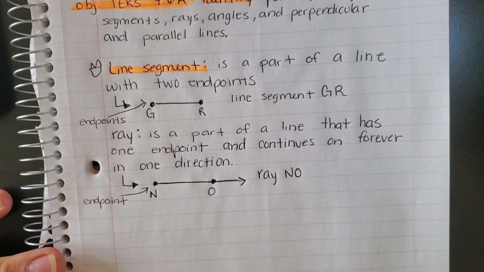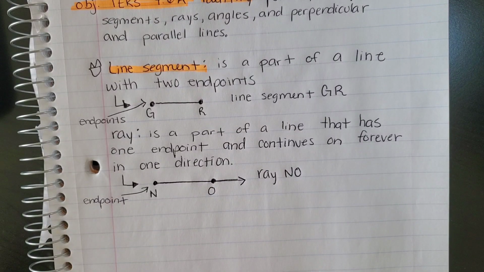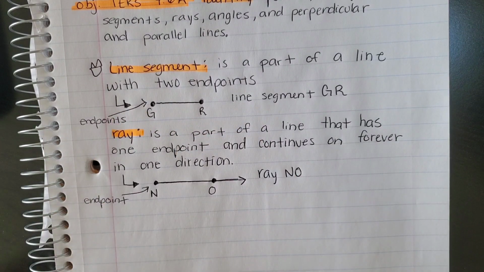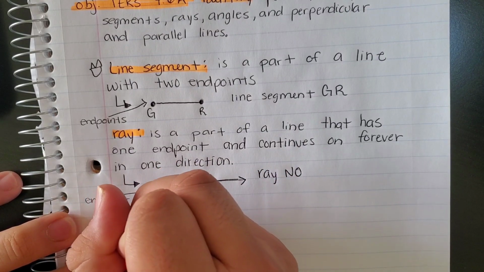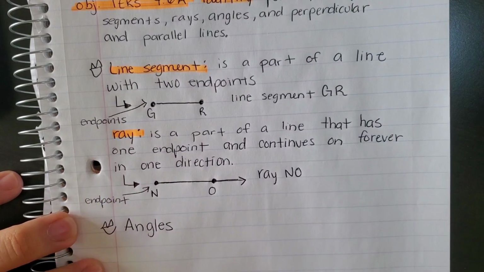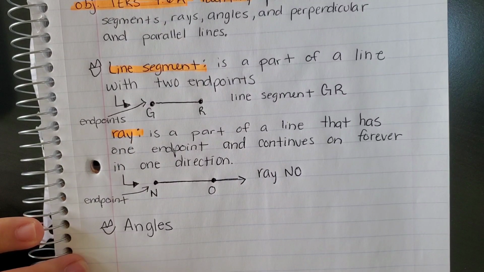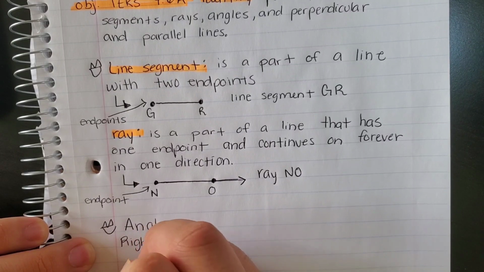Okay? Now, we're going to introduce four new languages of the discipline that have to do with angles. Don't forget to highlight the word ray because we're going over rays, right? So we're going to start. We're going to call this angles. Our languages of the discipline with angles, okay? So our first one is a right angle.